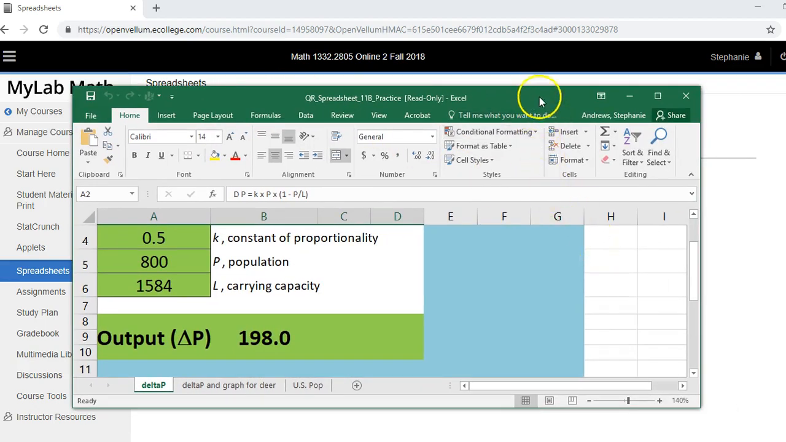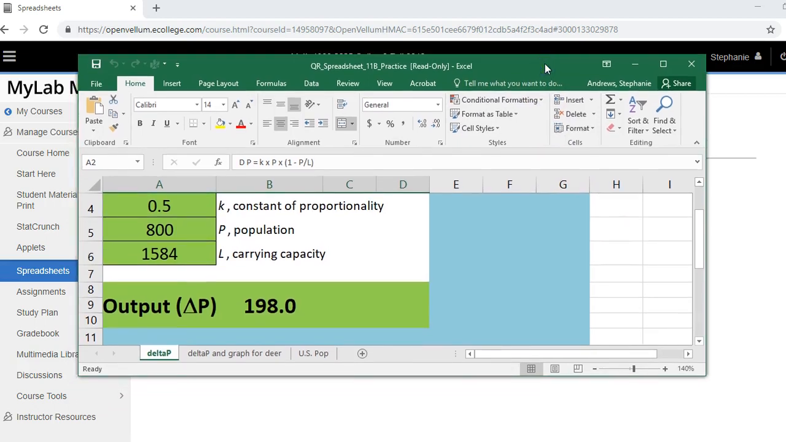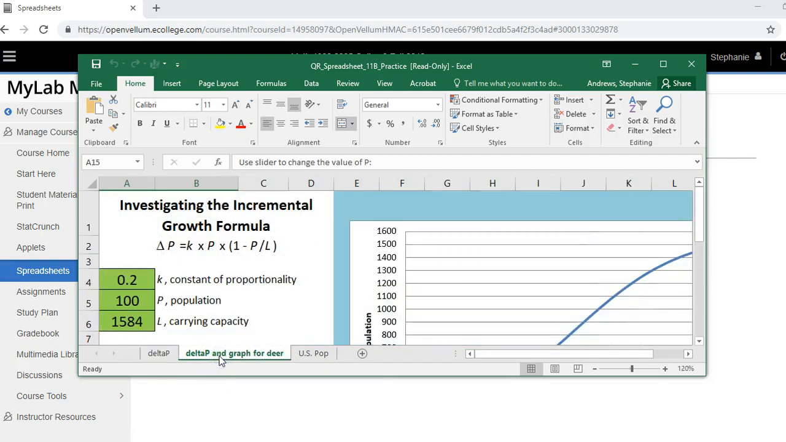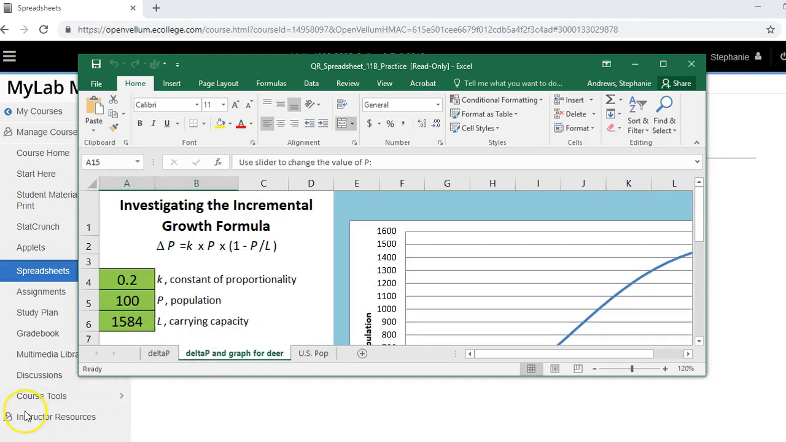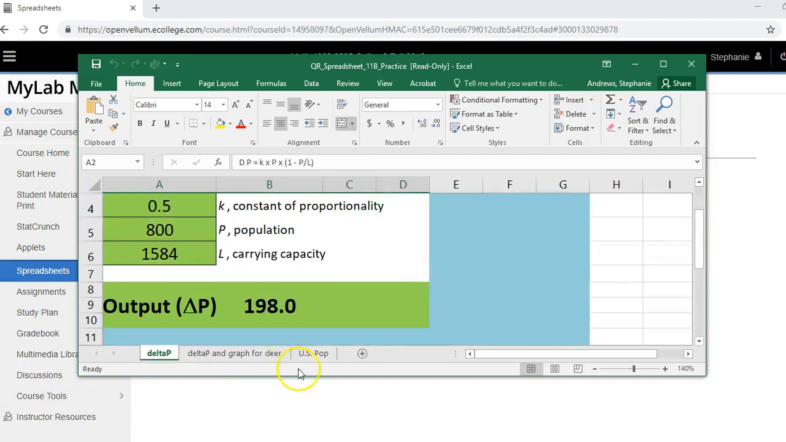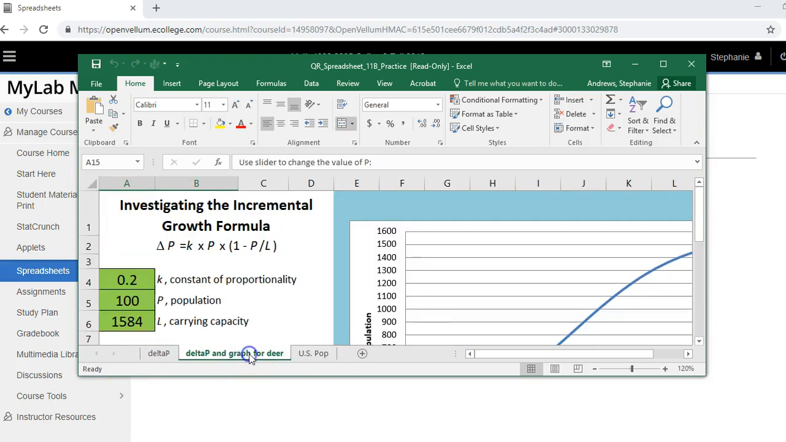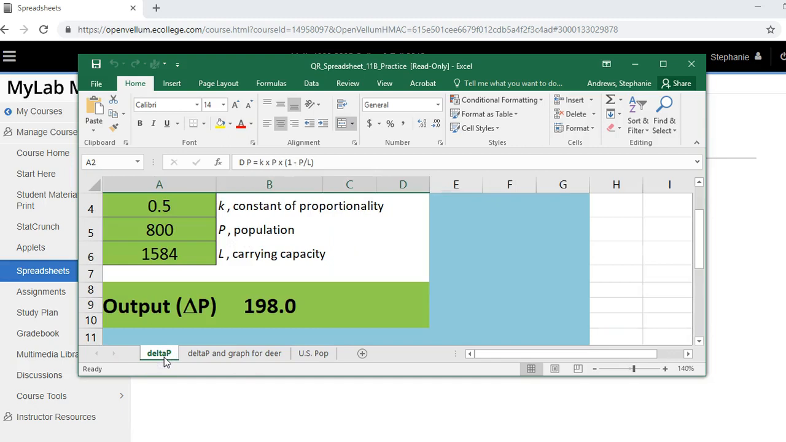The thing I wanted to point out has been confusion for students in the past, and I just want you to notice there are bottom tabs on the spreadsheet. This one's called Delta P. This one's Delta P and a graph, and you can play around with the graph by changing these numbers, and then the United States population. So before I let you go, I wanted to explain the bottom tabs on your spreadsheet for the 11B practice.